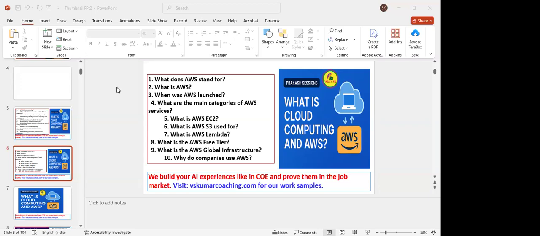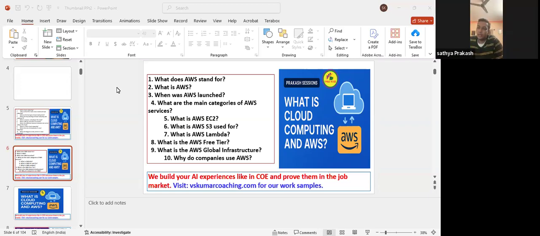The first and foremost advantage is that its resources are scalable, and they can be paying only for what they use.